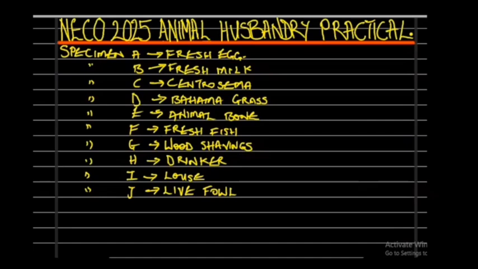I will plead with us to go through all that has been discussed, understand everything, and look at the things that have been discussed. Try to memorize them so you'll be able to make use of them when you get into the examination hall.